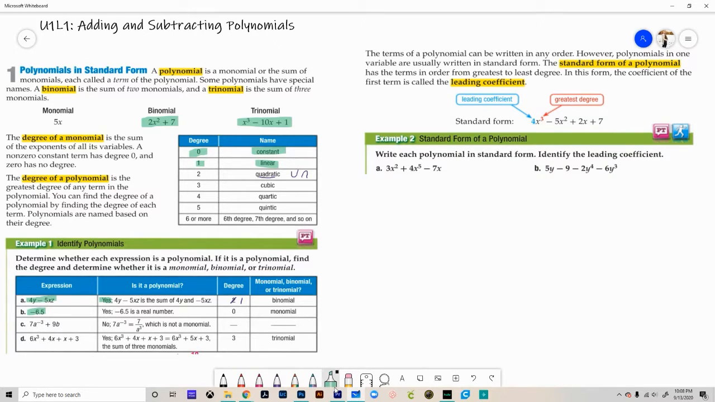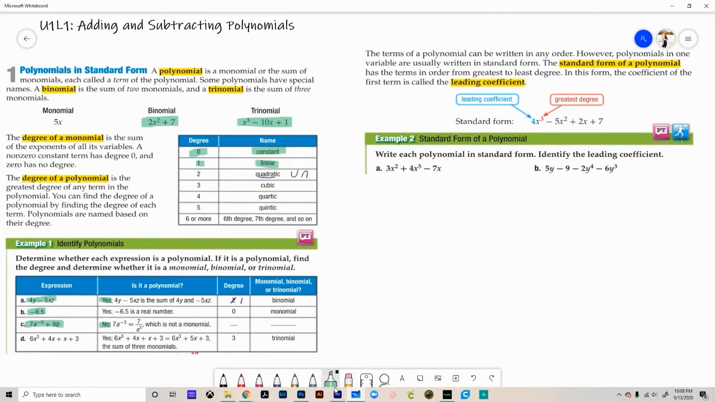This next one, 7a to the negative third plus 9b. This is not a polynomial at all. This is due to the fact that it is going to be 7 over a to the third, which is not a monomial. The division part just doesn't work out with monomials. So there's no degree to mention. It's not a binomial or trinomial. It's a rough start here to this video.